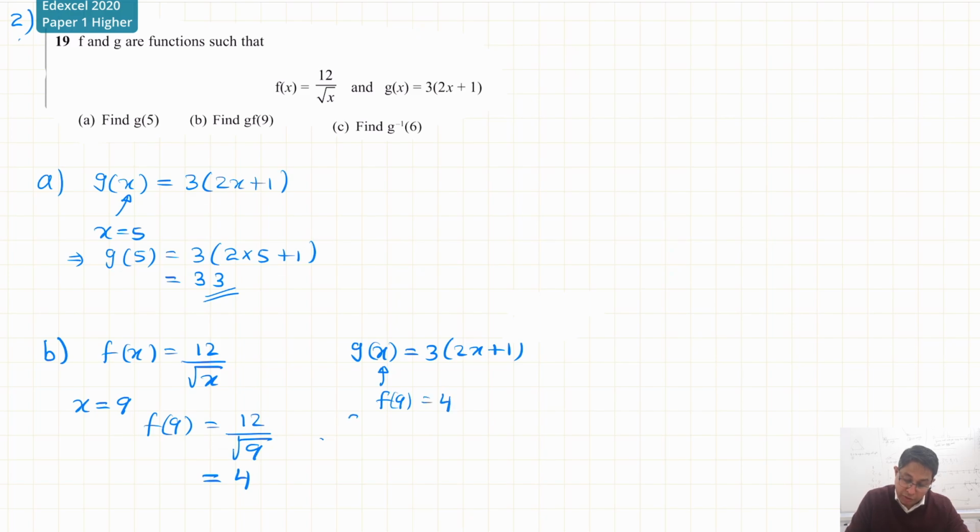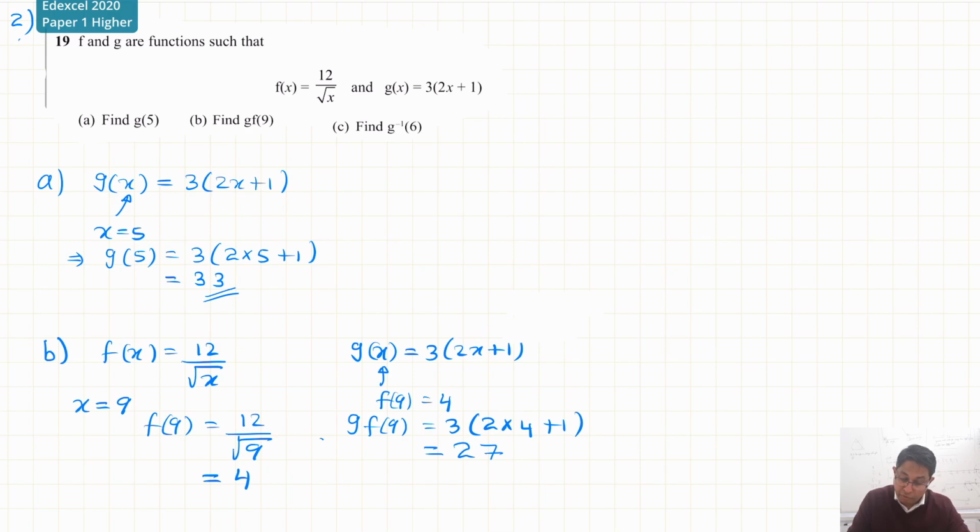So you would get g of f of 9 equal to 3 brackets 2 times, substitute x as 4, plus 1. You can simplify this. 2 times 4, 8 plus 1, 9. 9 times 3 is 27.